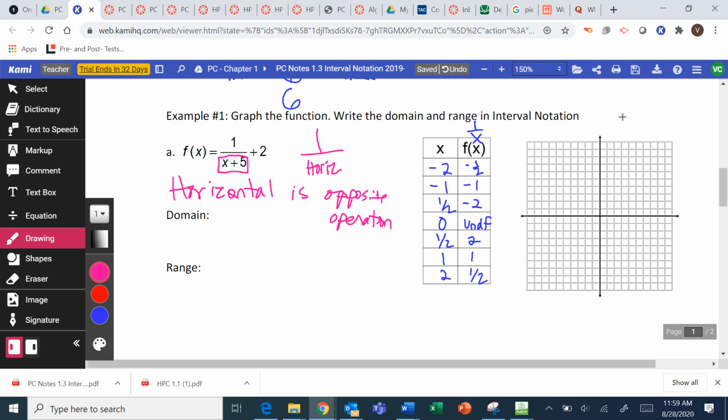So where I have a plus 5 here, I actually am going to think about minus 5. And how I use that in my table is I am going to subtract 5 from all my x's because the x's are the horizontal ones. So I just take all my x's and subtract 5.